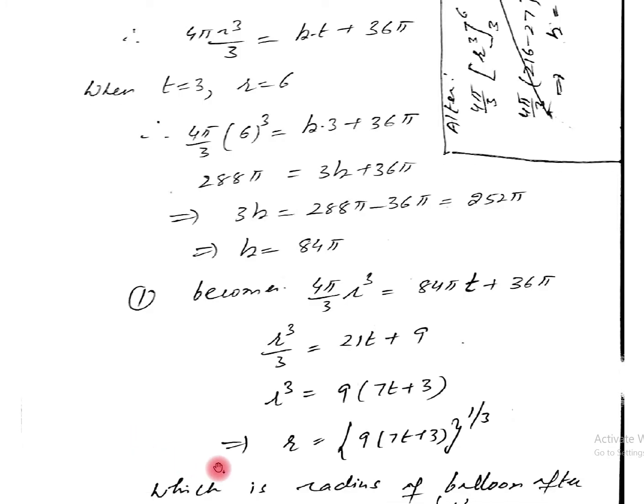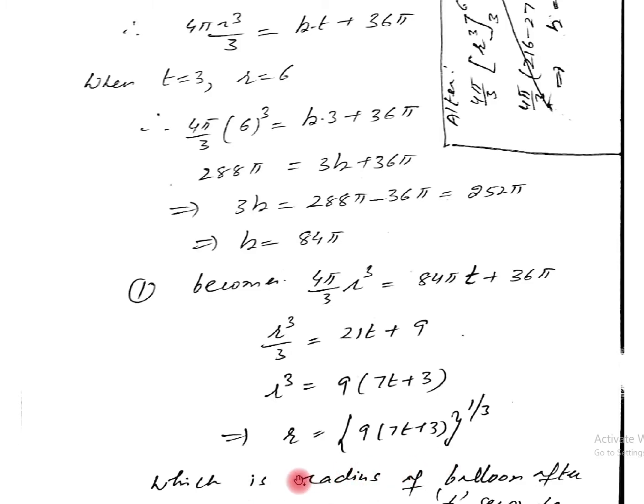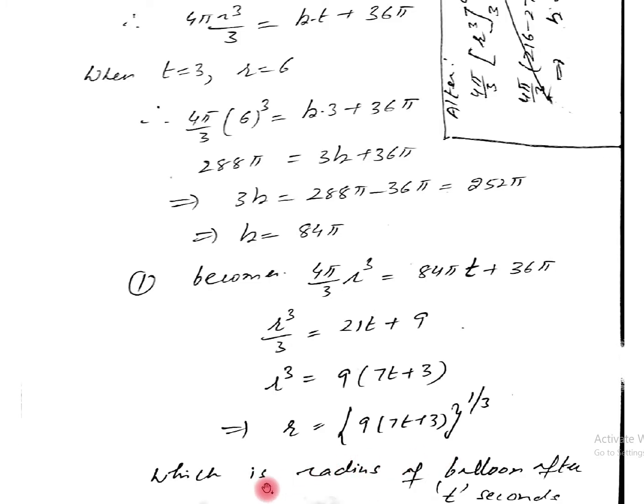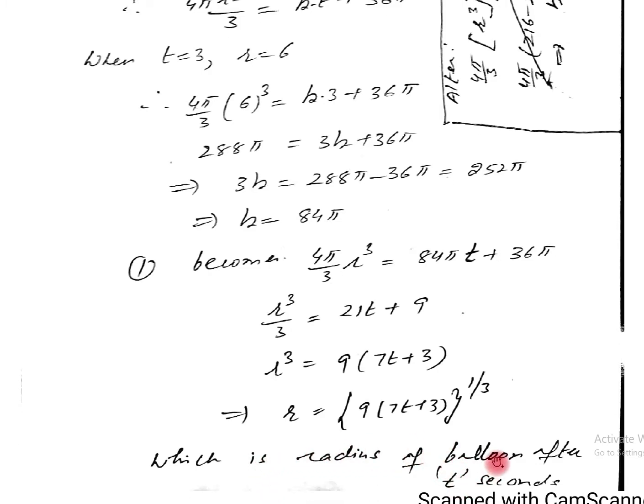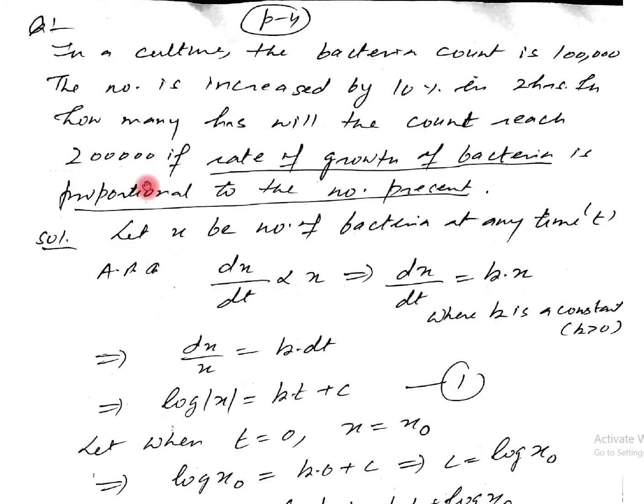We have to find out the expression for the radius of the balloon after t seconds. This is about the word problem from this very exercise. Everything is mentioned in the question. You first have to frame the differential equation, then you have to solve it. Now let us see another question.